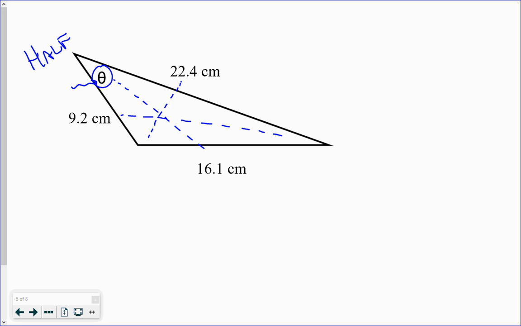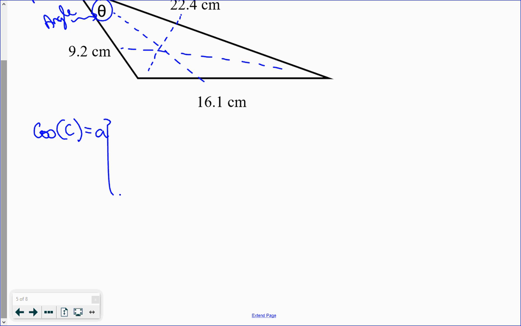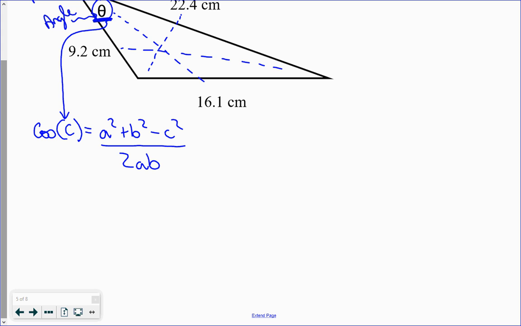I'm going to use the one that is the cosine angle. All I'm going to do here, you don't have to do this step, but I'm just going to write the formula on here just so that you can see where these numbers come from. Okay, so this is what I'm looking for. I'm looking for theta. So theta is what's going to go here.